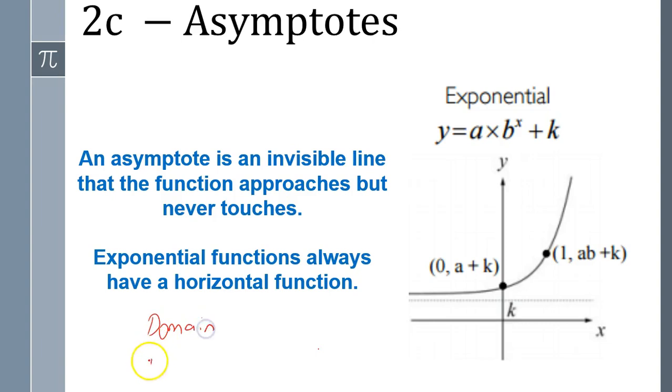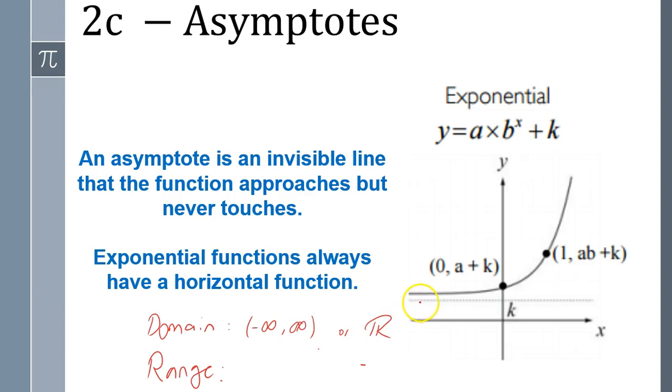The asymptotes actually give us help when finding the domain and range of exponential functions as well. So if you remember, domain is all the values for x. This function goes infinitely off in that direction, and it goes infinitely off in that direction, which means that the domain is going to go from negative infinity to infinity. Okay, or we can say all real numbers.